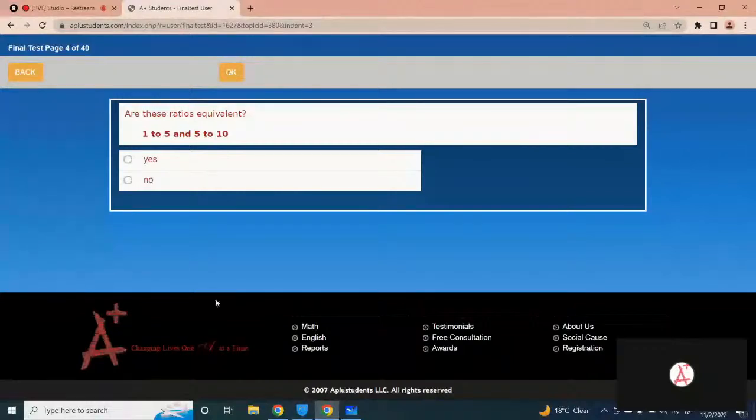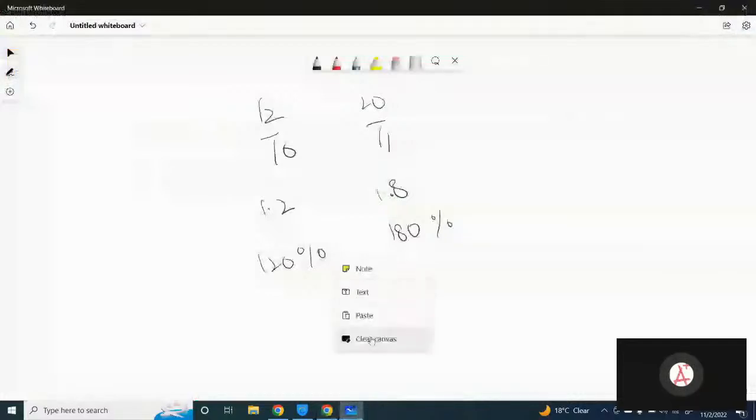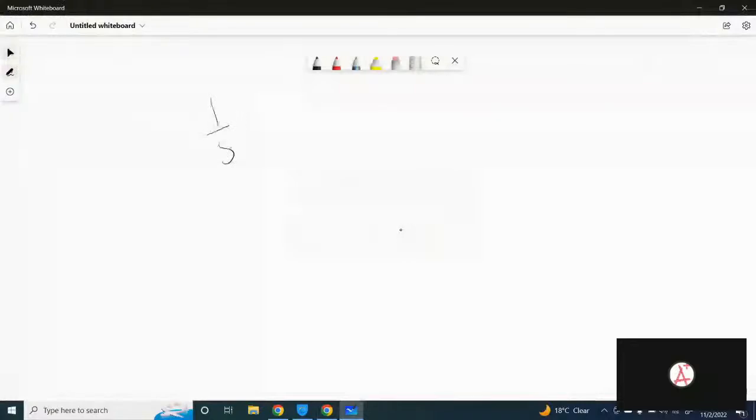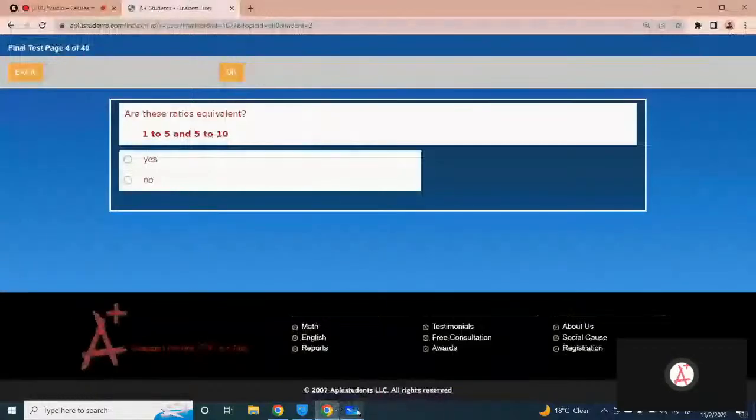So it would be 1 to 5 and 5 to 10. Basically, you need to see if they are equivalent. 1 to 5 and 5 to 10. So what do you have to see? You need to see if the ratios are equivalent.